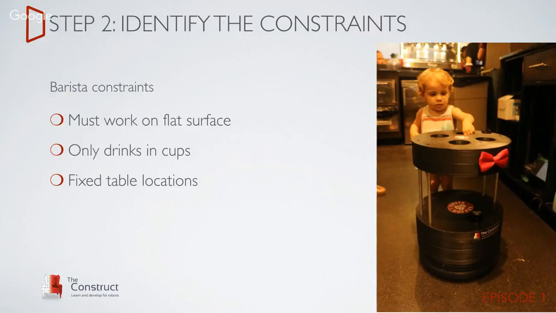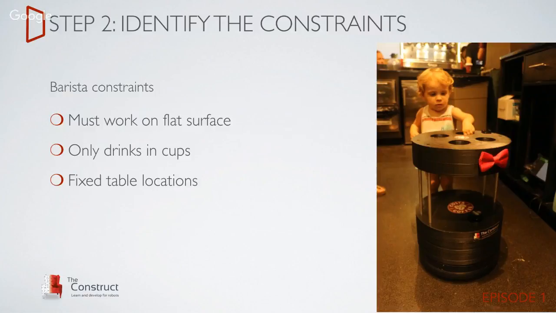Then another constraint, it's going to provide only drinks in cups. So we are not going to serve any coffee, any tea, any juice in a mug, for example. Only in cups, in closed cups, actually in paper cups. So those typical paper take-away cups. This is one of our constraints.